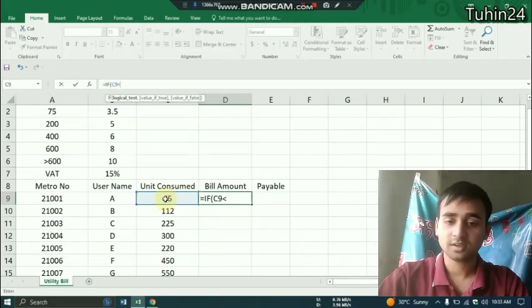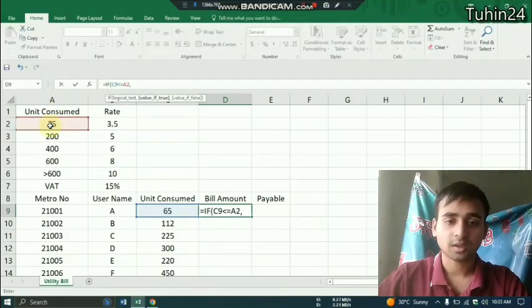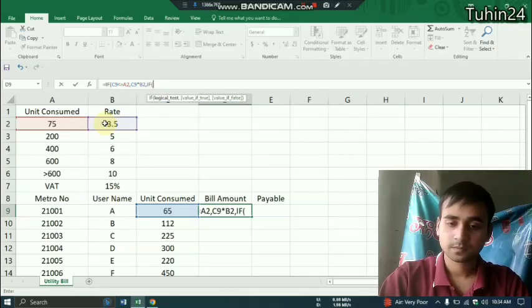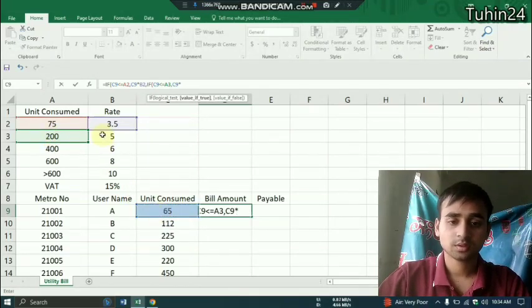less than or equal to 75, then the bill will be multiplied by the rate of 2.5. If the unit consumed is less than or equal to 200, then the rate is 5, multiplication will be 5.